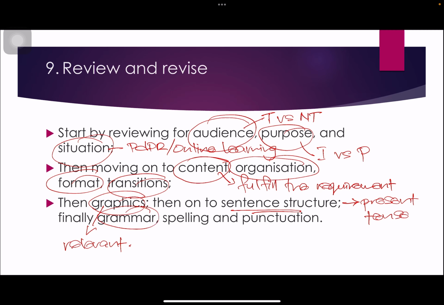Grammatical issues will also be taken into consideration for the reviewing and revising part. Do not forget to check the spelling, and lastly the punctuation, or punctuation in Malay, which is called tanda bacaan. Beri tanda bacaan: full stop, comma, colon, semicolon, and so on and so forth.